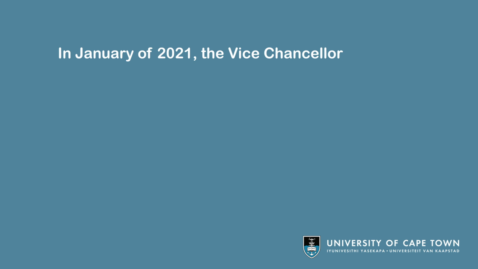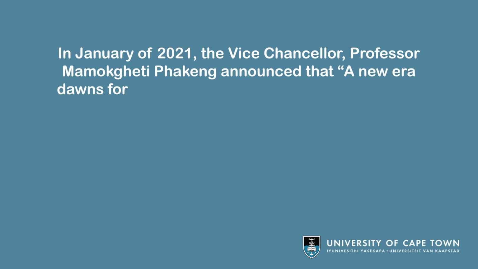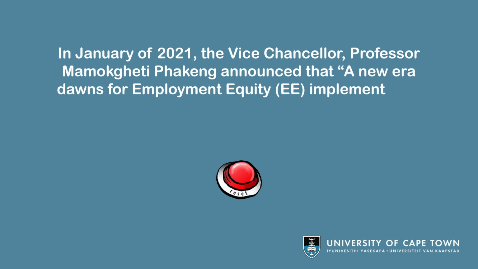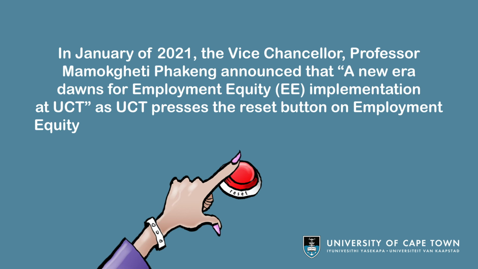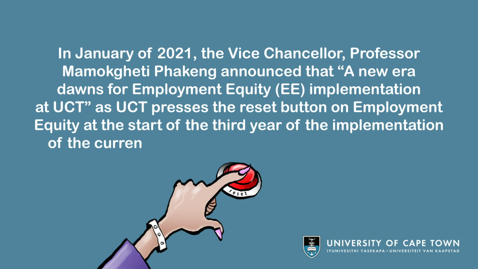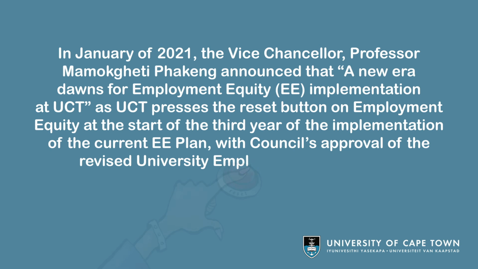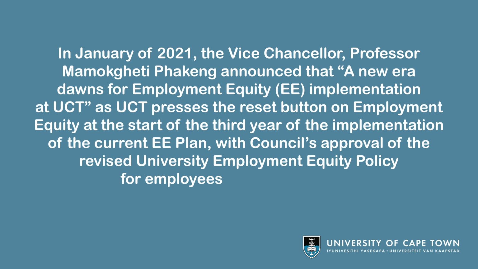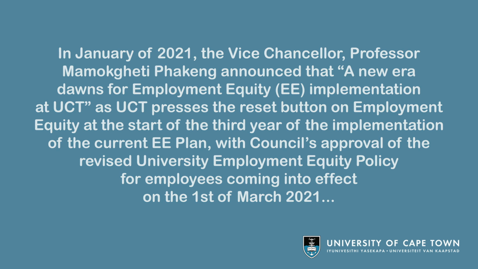So how does this all impact UCT? In January of 2021, the Vice-Chancellor, Professor Mamokgethi Phakeng, announced that a new era dawns for employment equity implementation at UCT, as UCT presses the reset button on employment equity at the start of the third year of the implementation of the current EE plan, with Council's approval of the revised University Employment Equity Policy for employees coming into effect on the 1st of March 2021.